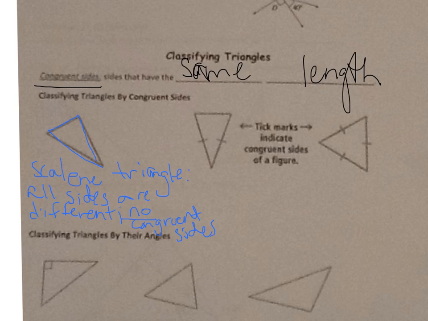All right, the next triangle, you may remember this from last year, but these little dashes are called tick marks. And they indicate that these two sides are equivalent. They are congruent. So in this triangle, we've got two sides that are congruent, and so we call that an isosceles triangle, which again means two sides are the same.